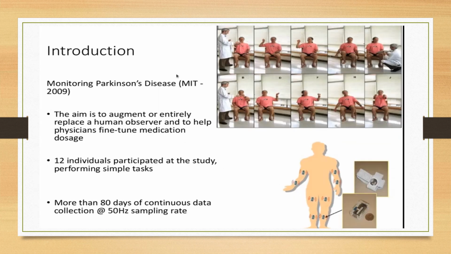The next case study is about monitoring the humans ourselves. In the earlier case study, we tried monitoring the health of the building. Here we tried monitoring ourselves. So the case study is nothing but monitoring Parkinson's disease, which we usually see in elderly people, and it was performed by MIT during the year 2009. The main objective of this case study is to replace the human observer. We need not have a human continuously over all the 12 people's places. For this case study, 12 individuals participated.